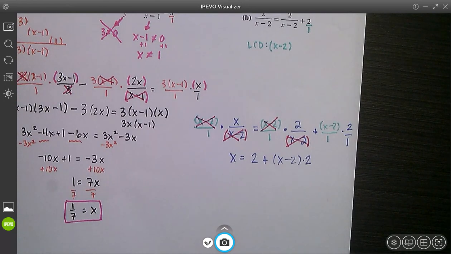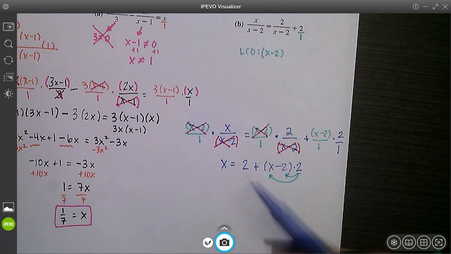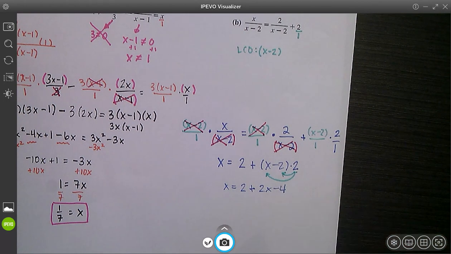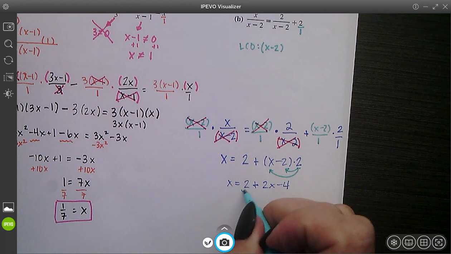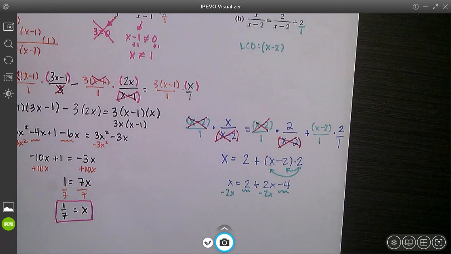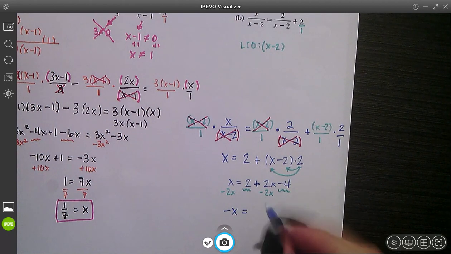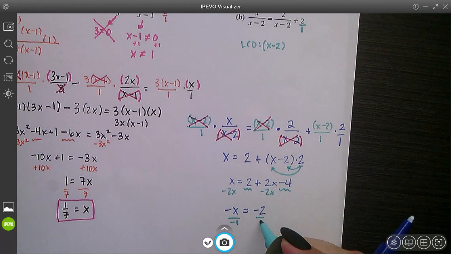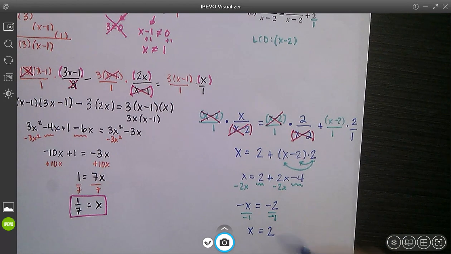Then to solve this equation, my next move will be to distribute that 2. So I have x equals 2 plus 2x minus 4. And it's a linear equation again, so I'll go ahead and solve for x by combining these like terms and subtracting the 2x to the other side. I'm going to do that all in one step. So x minus 2x, I get negative x equals 2 minus 4 is negative 2. Go ahead and divide both sides by negative 1 to get x by itself, and I get x equals 2.